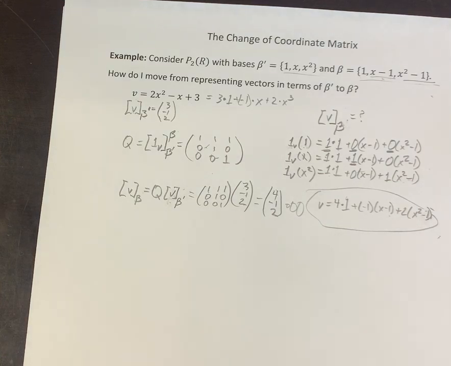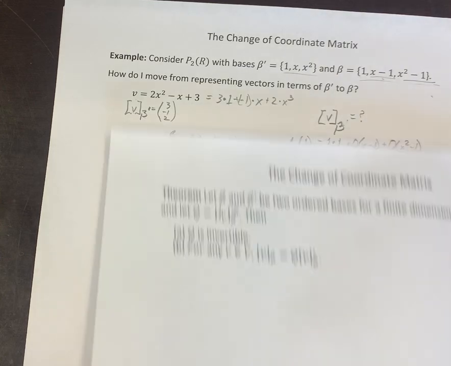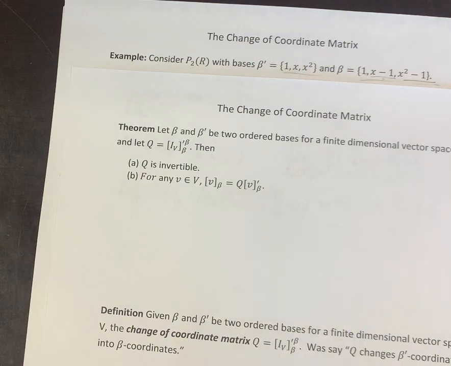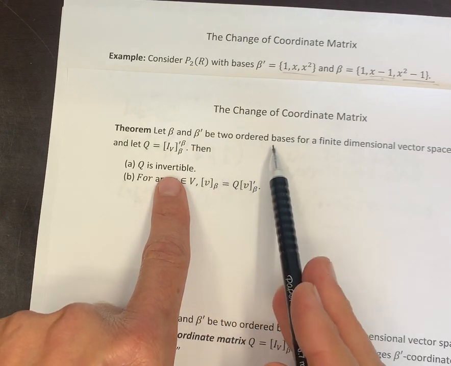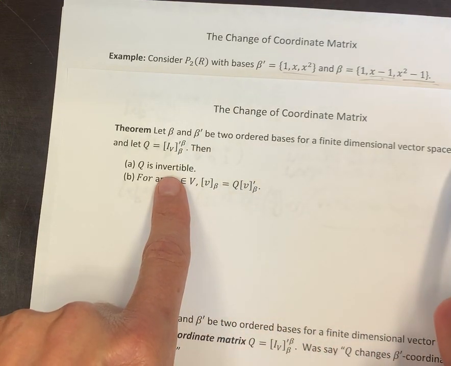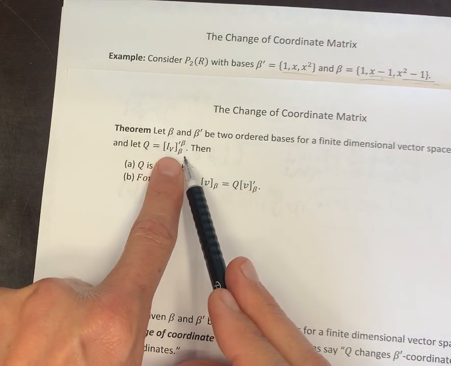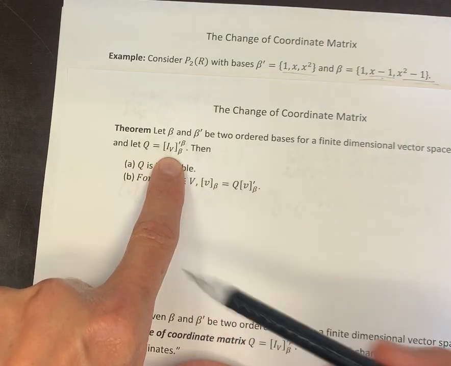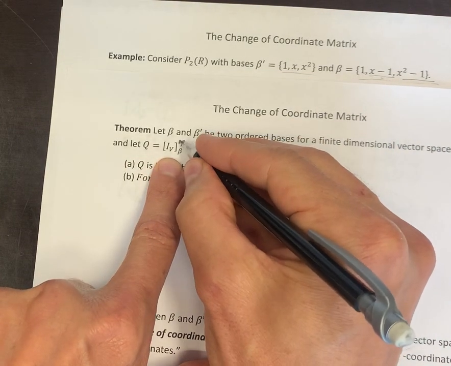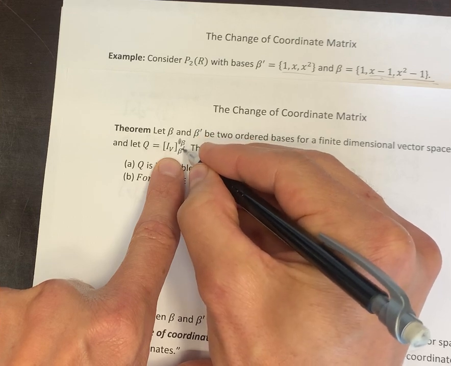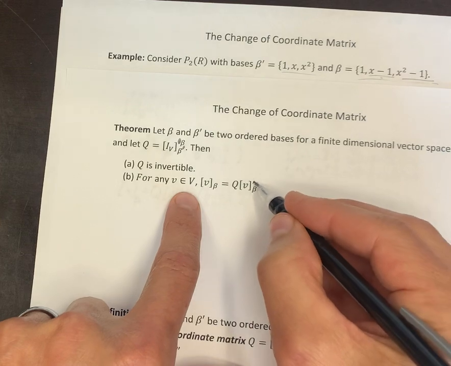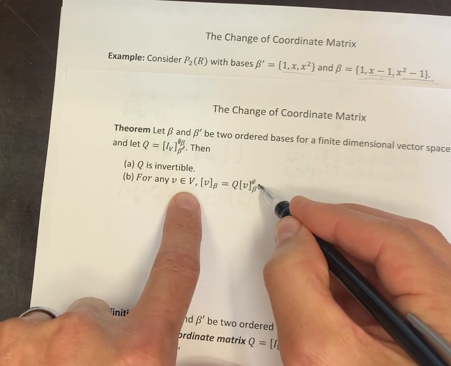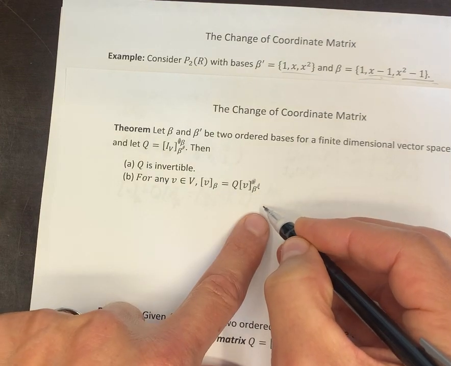Now, what we need to do here is I need to present to you a theorem that says this always works this way. Let beta and beta prime be two ordered bases for a finite dimensional vector space V, and let Q be this matrix, just like I chatted about before, except that the prime is supposed to be right there. Apologies, I don't know why it's having trouble with my prime.